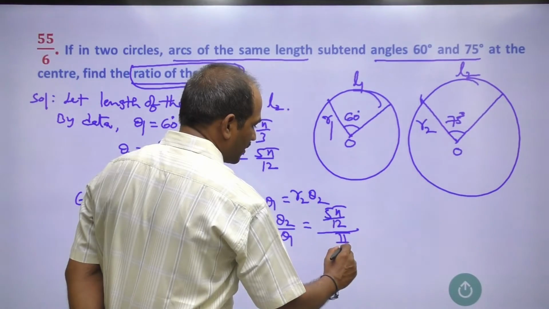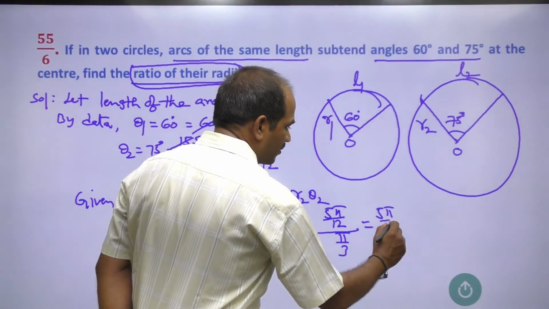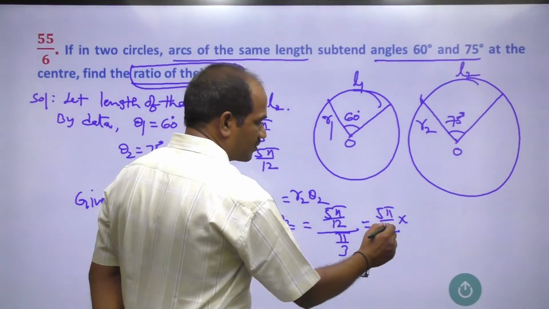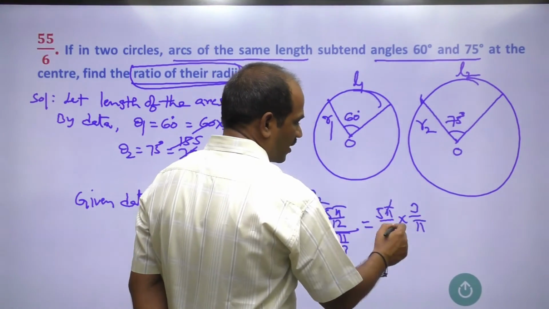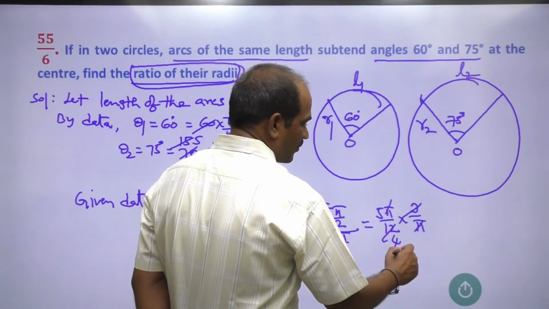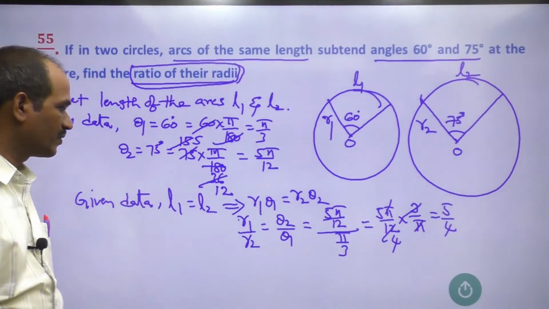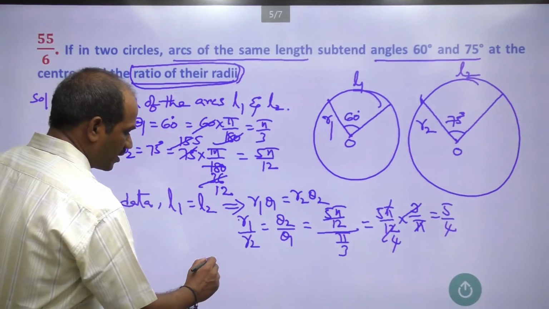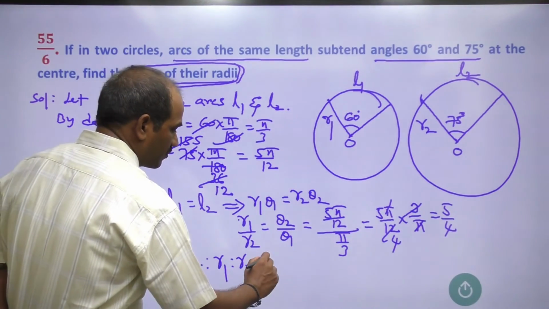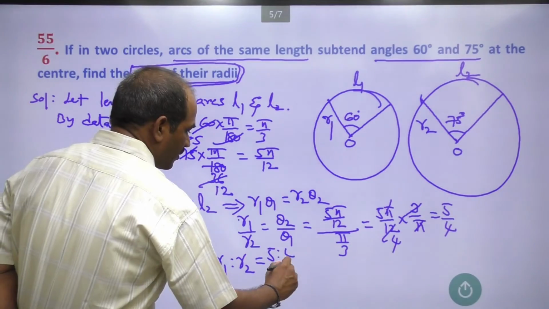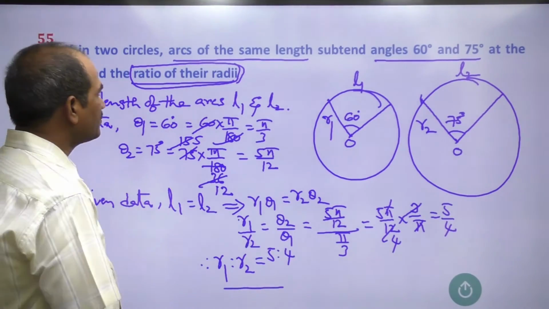So that is equal to 5 pi by 12 into the reciprocal, 3 by pi. Here pi gets cancelled, and 3 goes into 12 four times. So that is equal to 5 by 4. Therefore R1 is to R2 is equal to 5 is to 4. This is the answer. One more time.